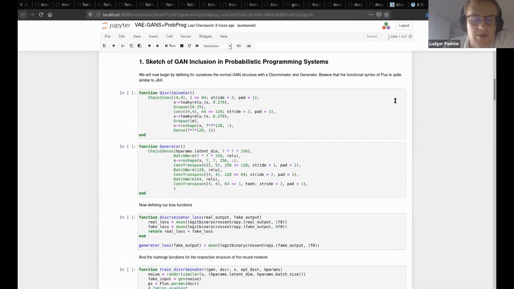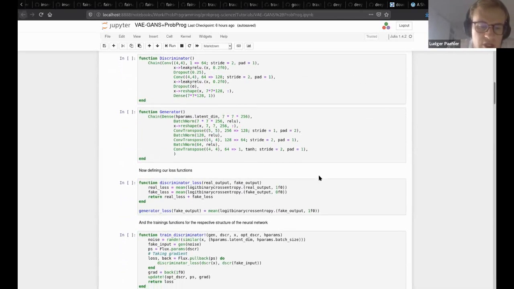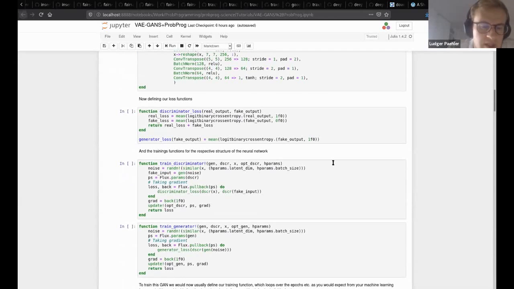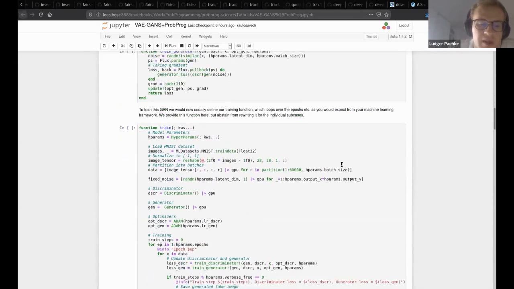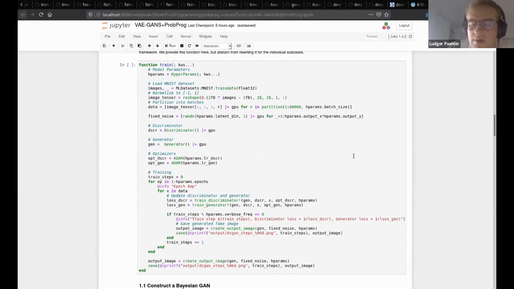And then you can directly move into this inclusion stage, where we define a deep conv discriminator and a generator. The loss function is still normal. Everything is still pretty normal. You provide the training code for both, and everything is pulled together into one large training routine. So this would be the normal flow we would go through in Flux.